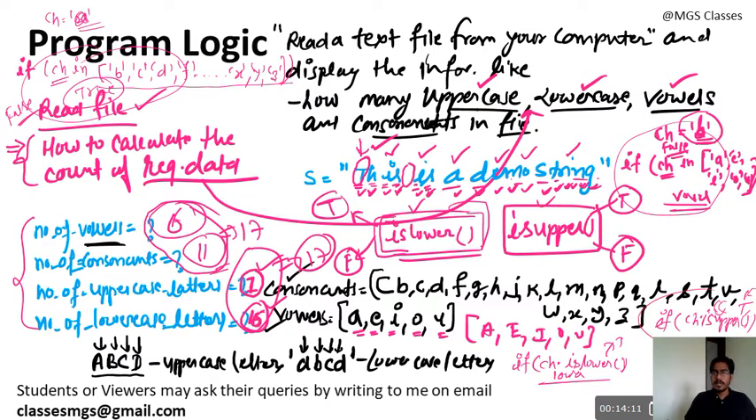So this is how we will combine these four logics, 1, 2, 3, 4, and write the program to calculate the number of vowels, number of consonants, number of uppercase letters, and number of lowercase letters in this particular string. If you are able to solve this problem with this string, then you are done.